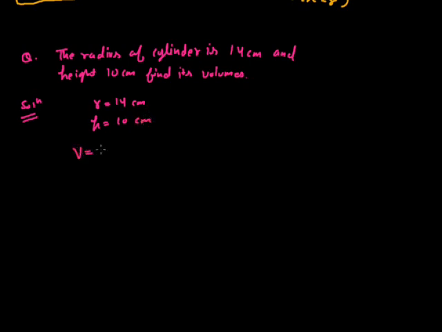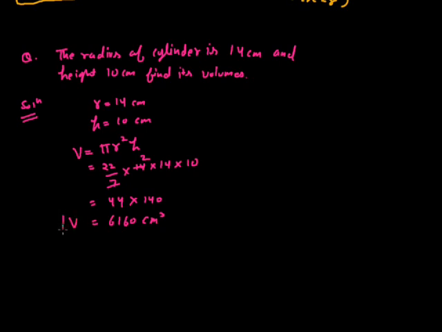The formula for the volume of a cylinder is pi r square h. The value of pi is 22/7. r is 14, r square is 14 into 14. h is 10. Now 7 and 14 get cancelled 2 times. So 22 into 2, that is 44, and 14 into 10, that is 140. Now we multiply 44 into 140, we get 6160, and the unit is centimeter cubic. So the volume of the cylinder is 6160 centimeter cubic. Now we move to the next question.